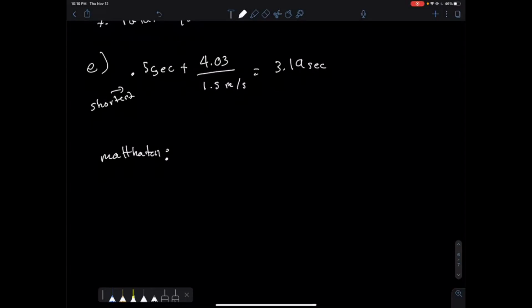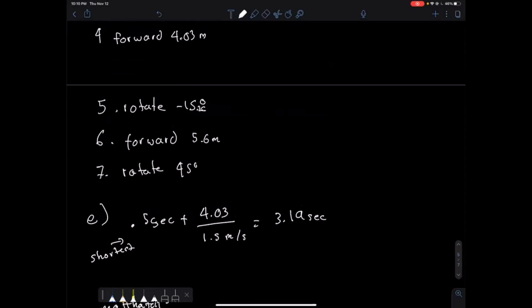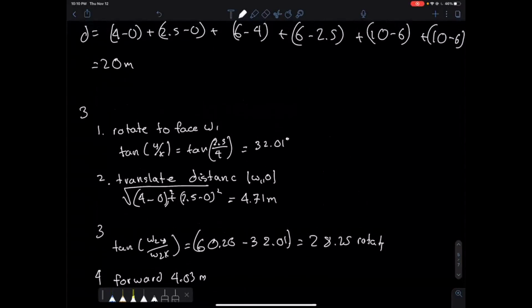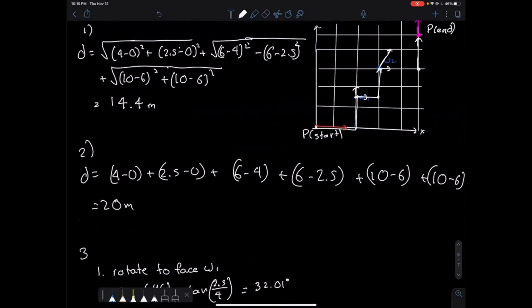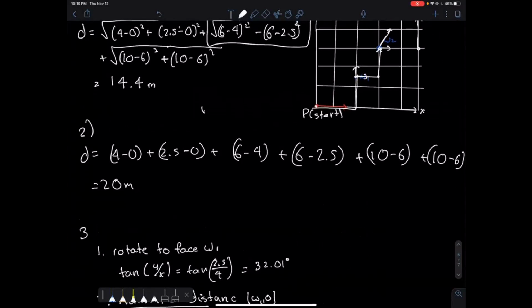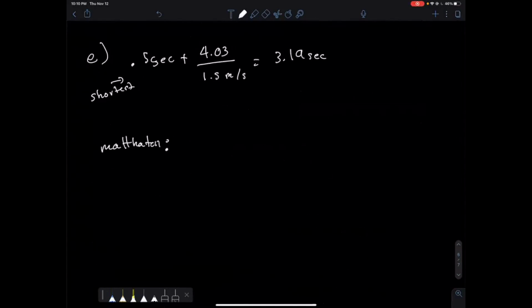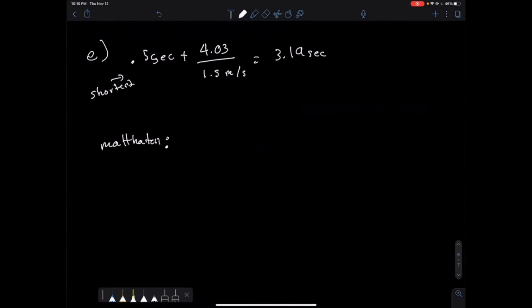Where did the 4.03 come from? The 4.03 is the distance between W1 and W2, which you have somewhere. It is just this right here. The square root of W2x minus W1x squared, plus, that should be a plus, the distance between the y's. So the Euclidean distance between W1 and W2.